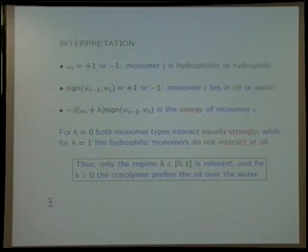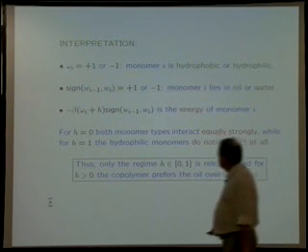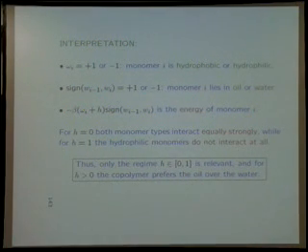I could also look at the negative values, but by symmetry, that's the same kind of problem. So we're going to restrict ourselves to that regime. So what would we expect?